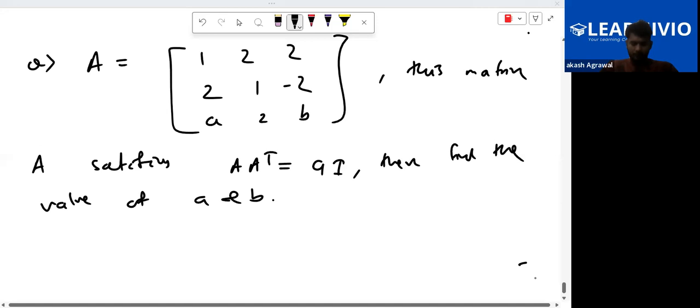Sir, is that A A transpose equals 9I or AI? It's 9I. Okay.